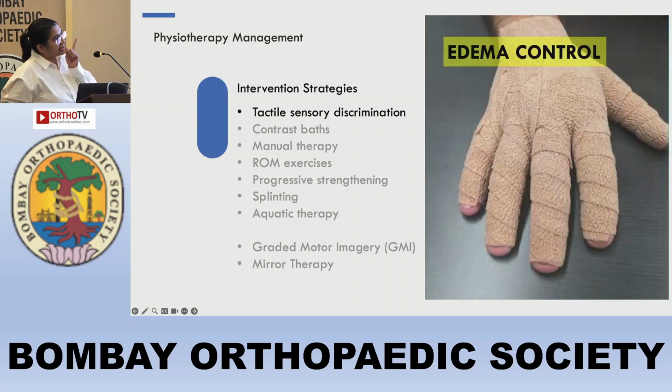The other thing we come across is a lot of edema. So here I like using Coban wraps, which are elastic bandages, 1 inch in thickness. And we cover the finger from distal to proximal. Same with the palm, keeping the fingertips free so that we can check for the circulation. And this gives fantastic results in controlling the edema.